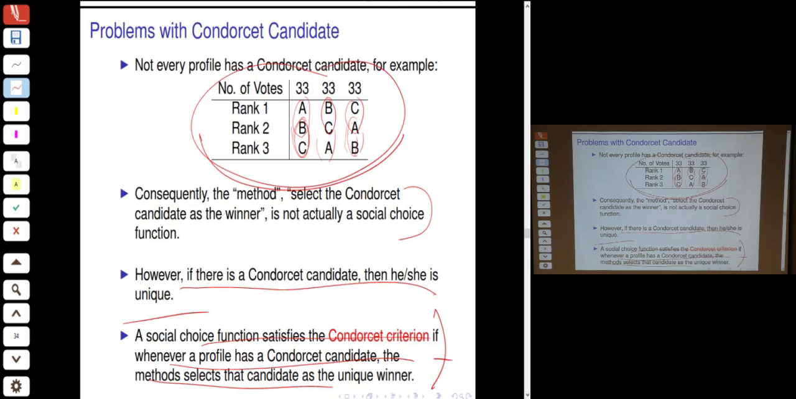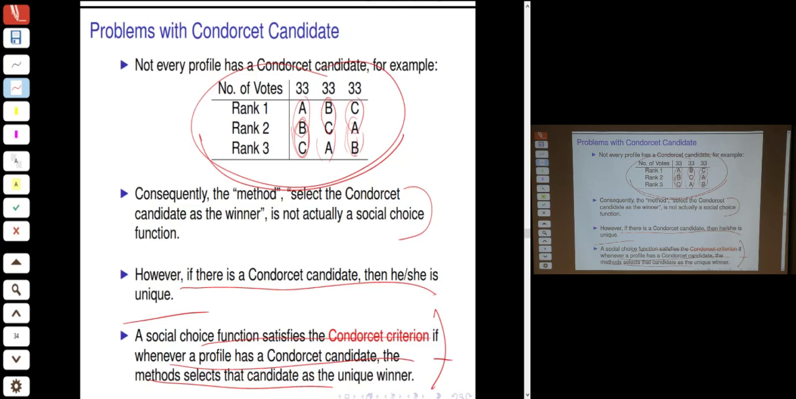So the Condorcet method, as we saw, is not a social choice function. It's not an honest social choice function because it doesn't always give you a winner, so it doesn't always decide an election. So you cannot use that as a social choice function. However, what you can use it for is the following. The Condorcet method can be useful in the following way.